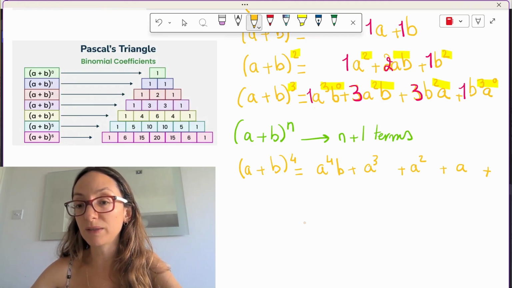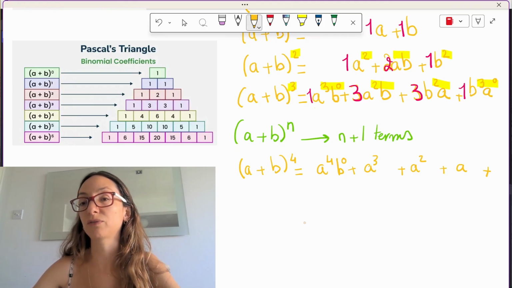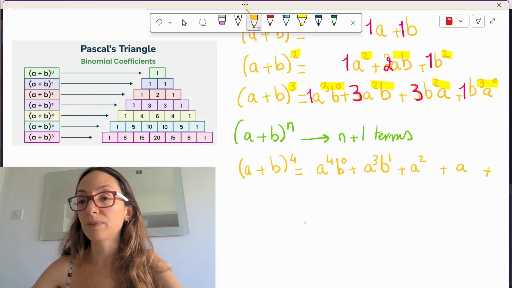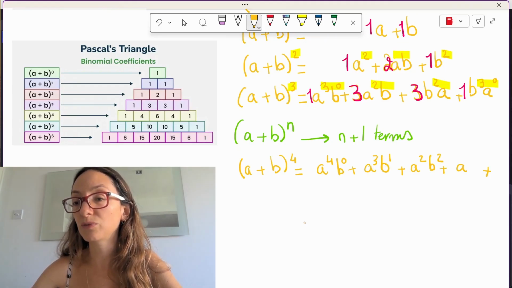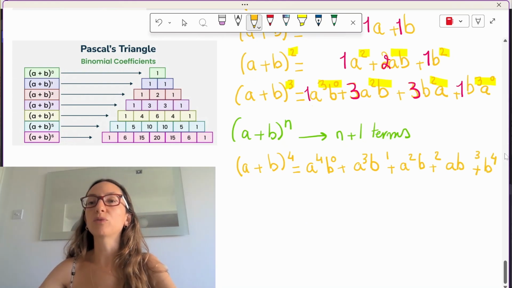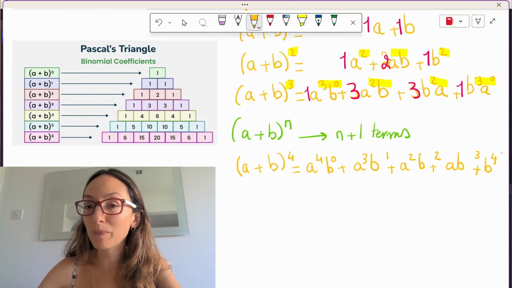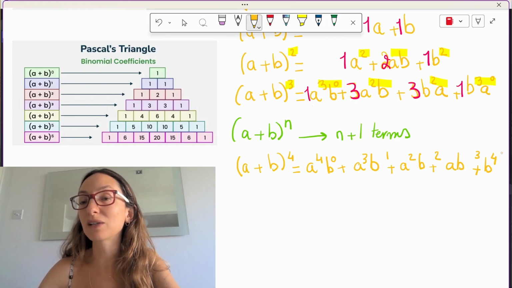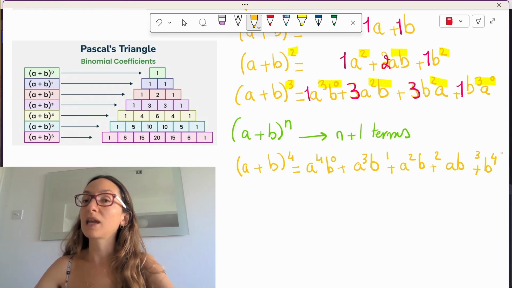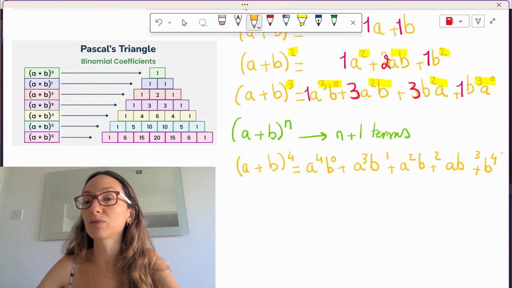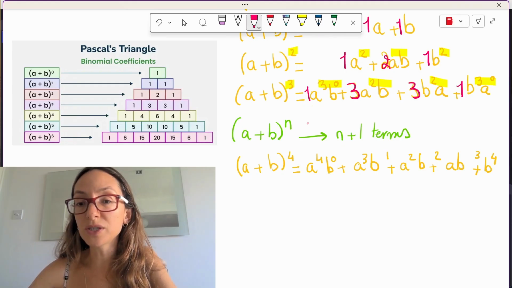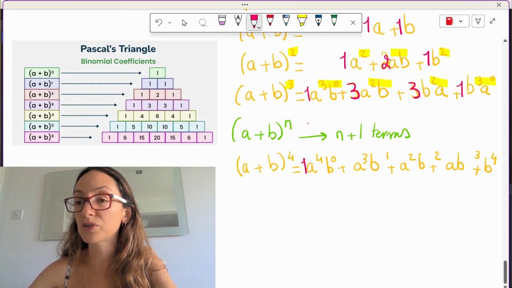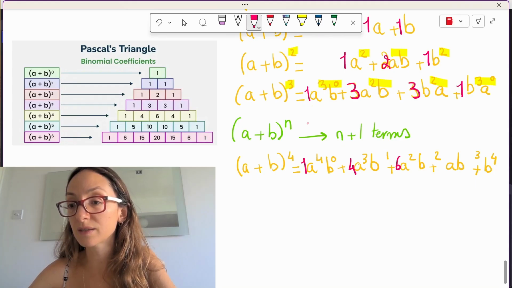So here we have b to the power of 0, which you don't actually have to write because it's 1. b to the power of 1, b to the power of 2, b to the power of 3, and finally b to the power of 4. Now we're not done yet. Remember, we still have to add the Pascal triangle coefficient. Now, if you look at the row n equals 4, you can add the coefficients now. So the first coefficient is 1, as always, and then 4, 6, 4, and then 1.